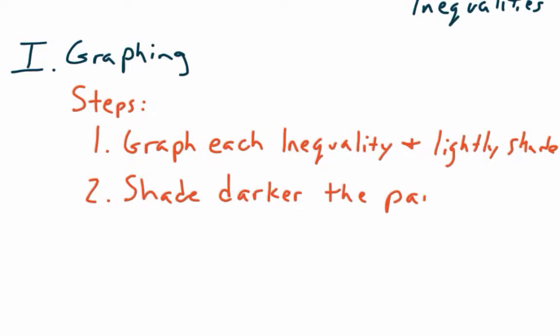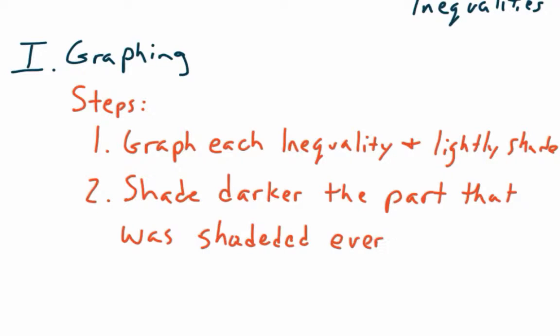The part that was shaded. If you only have 2 of the inequalities, you could say the part that was shaded twice. I'm trying to set up that you could have 3 or more. Typically we won't, but the part that was shaded. That's why I said every time. Apparently I can't talk and say the word shaded. Shaded every time.